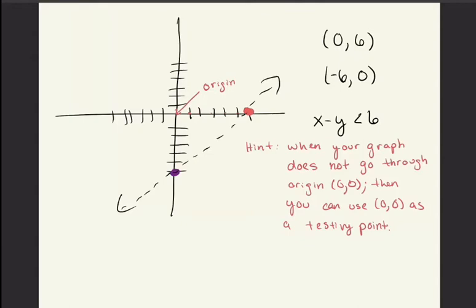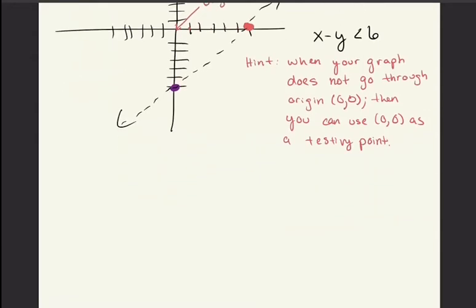No, it's not. So we're going to use it to test. Remember that this is 0, 0. So we have 0 minus 0 is less than 6. 0 minus 0 is 0. Is this true? Yes.